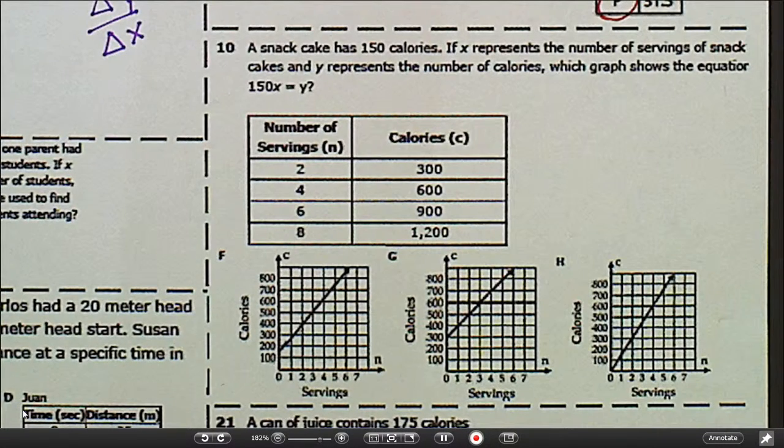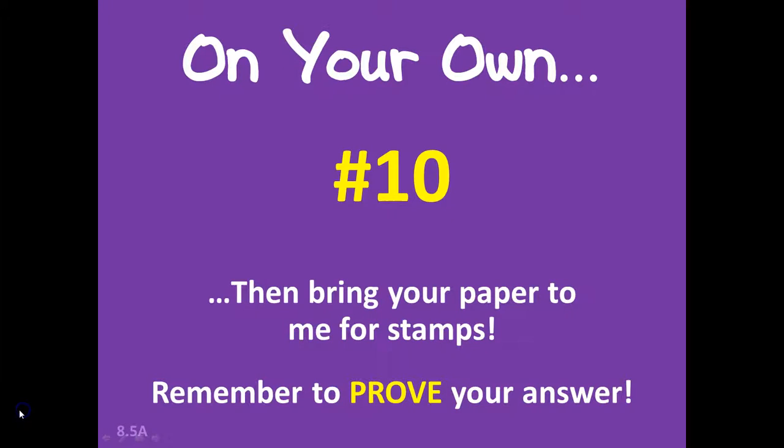Now that you have number 9 finished, I'd like for you to go on to number 10. Please prove your answer either by showing how 2 answers are wrong or by showing how the answer you choose is right. Either one of those is fine. When you're finished with number 10, I'd like you to bring me your paper so that I can give you a stamp, and then we will start number 21 together. Please pause the video now.